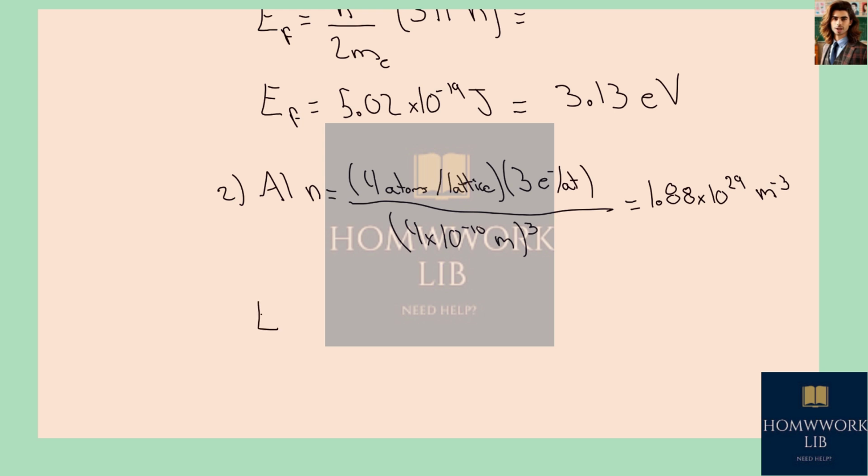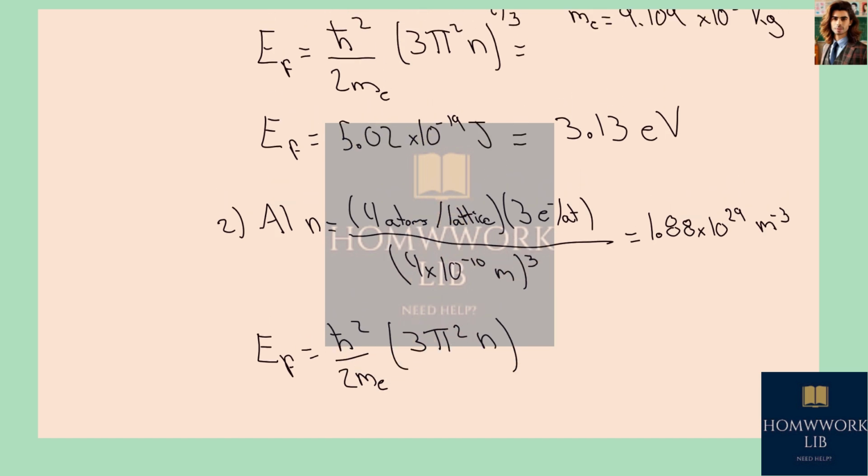And the Fermi energy, doing the same calculation, with n to the 2/3, is going to give us 1.91 times 10 to the minus 18 joules, or in electron volts, this corresponds to 11.95 electron volts.